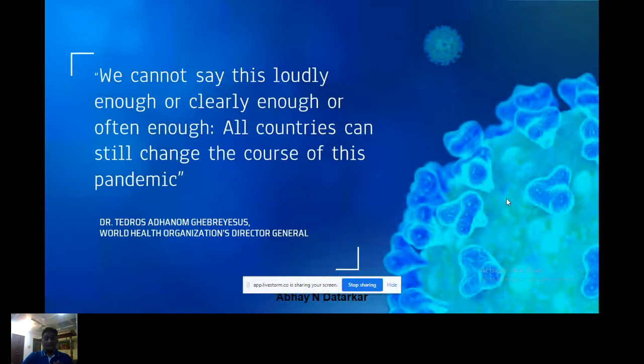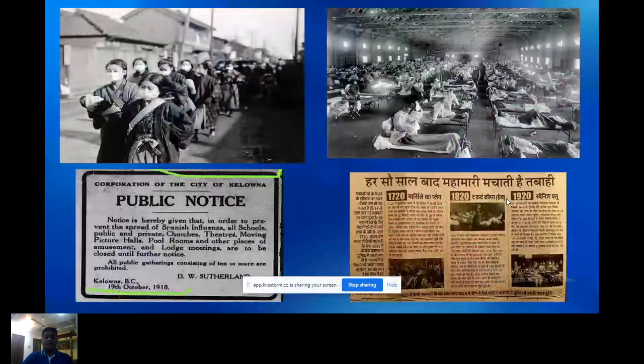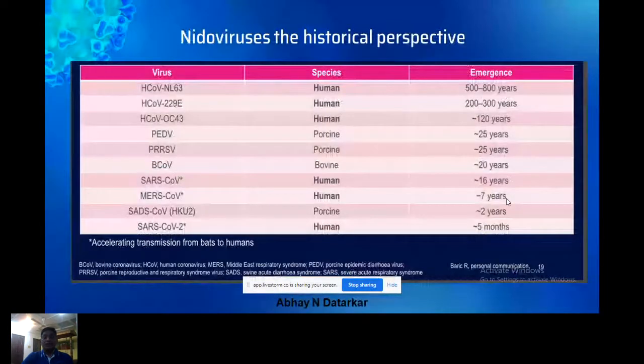These are a few diagrams and pictures which I took from the internet. There are a few pandemics which have happened previously all over the world, and this is the historical perspective. As I told you, SARS-CoV-2, which you can see here at the end, is basically a nidovirus, from the group called RNA viruses.